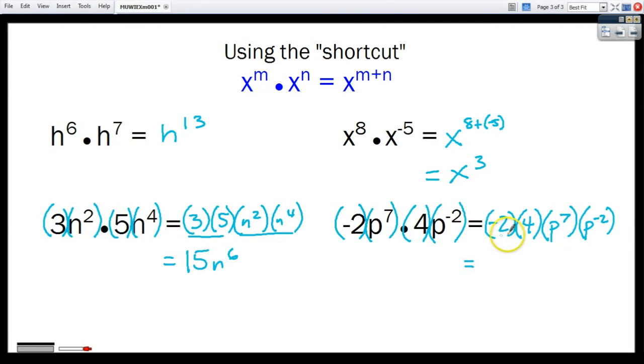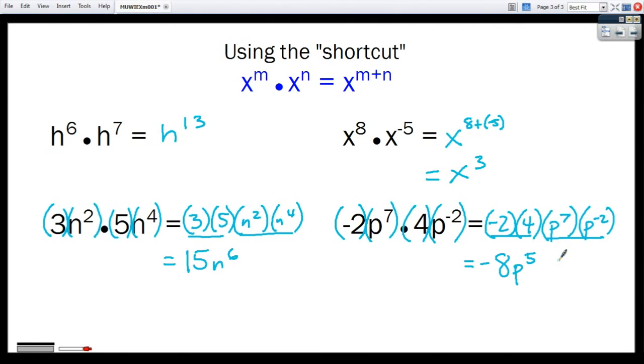Here, we treat our normal numbers as normal numbers, just negative 2 times 4. Don't mix it up with a shortcut. We're just multiplying here. So negative 8. But then here we've got exponents, p to the 7th, p to the negative second. We add the exponents. 7 plus negative 2, or 7 minus 2, is 5. So we get negative 8 p to the 5th.